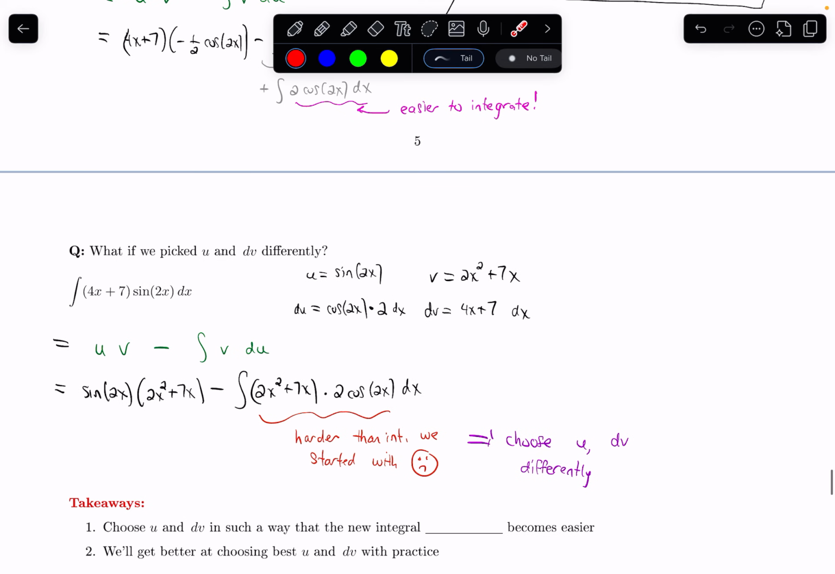Okay, so what are some of the takeaways? Choose the u and the dv in such a way that the new integral, the integral of v du, becomes easier. That's the big goal. And we'll get better at choosing the u and dv with practice. When we're first learning this, it's very natural to pick something for u and dv, and it might end up making it harder. If that happens, don't stress. Try to pick the parts differently. With more practice, we will get better and better at recognizing what to let those be.